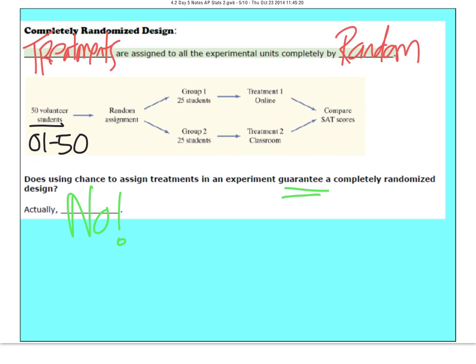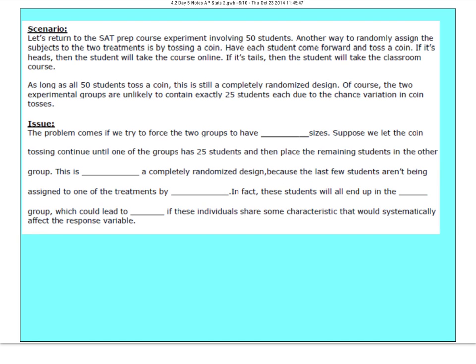It's a good method, but what if we did a different method other than putting numbers in a hat and drawing to see who goes into which group? If you look at that SAT prep course experiment involving the 50 students, another way to randomly assign the subjects to the two treatments is by tossing a coin. What if we have each student come forward and toss a coin? If it's heads, the student will get the online course. If it's tails, the student will get the classroom course. As long as all 50 students toss the coin, this is still a completely randomized design.